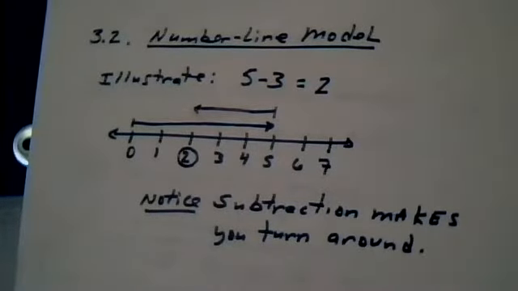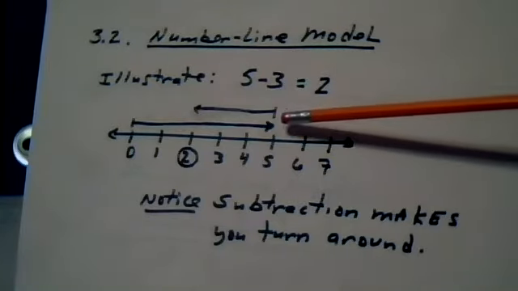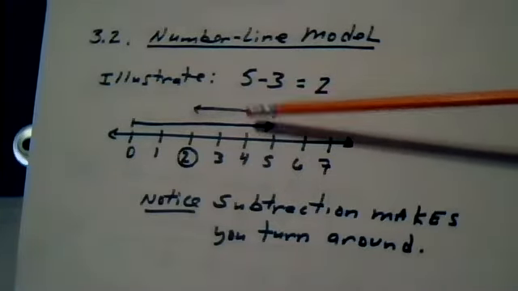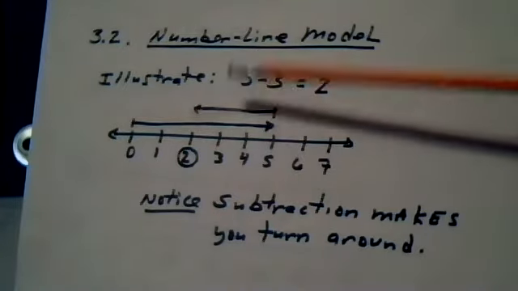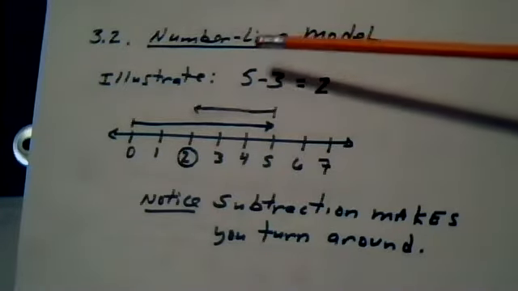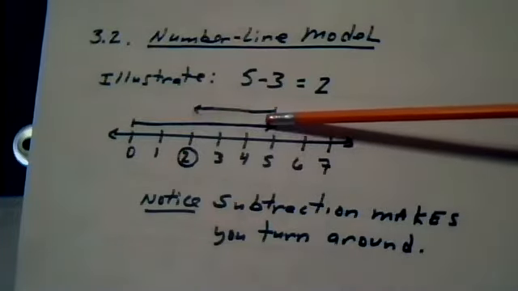Number line model. So we would like to illustrate 5 minus 3 equals 2. Remember, when you draw these lines, make sure they're on top of the number line. Don't put them on the number line, but over the number line. So 5, you always start from 0. 5, you come all the way to 5.